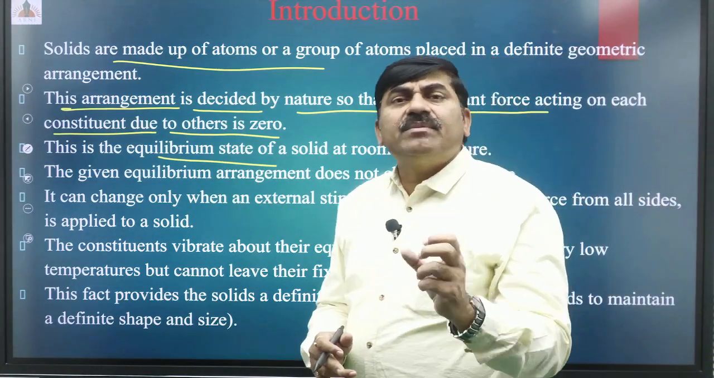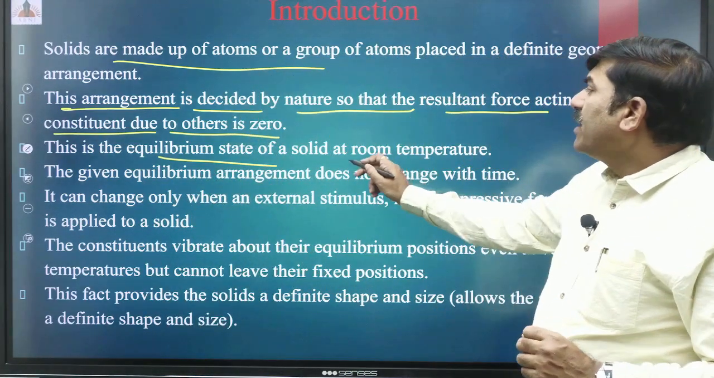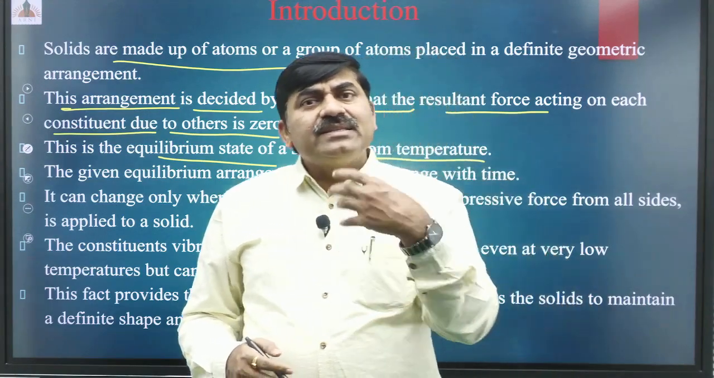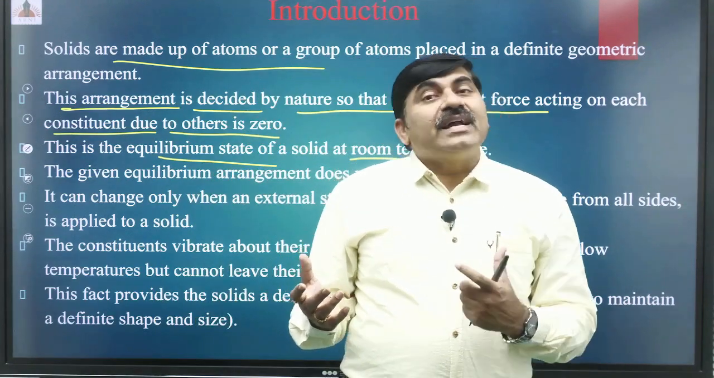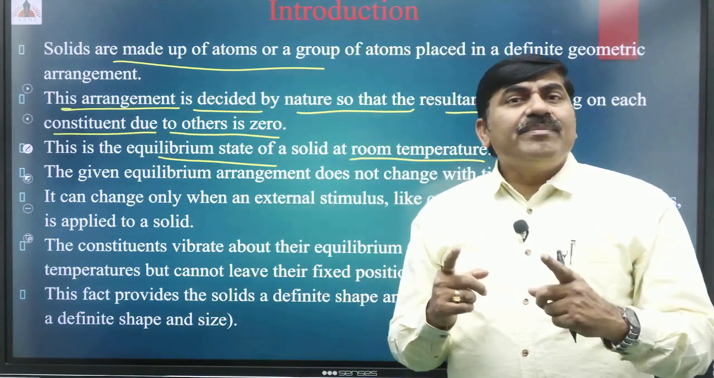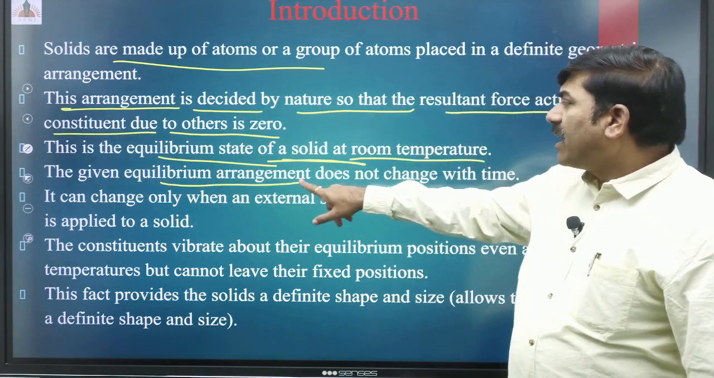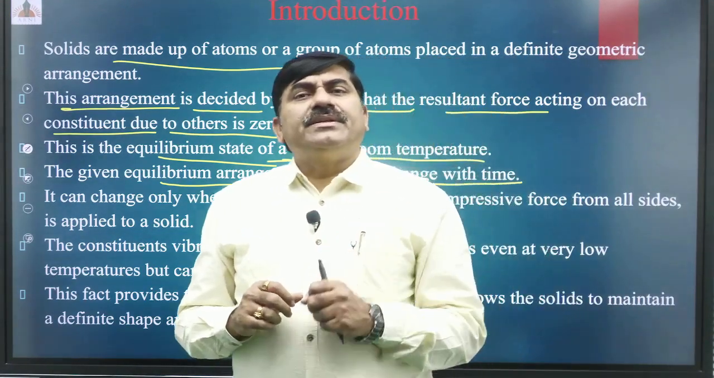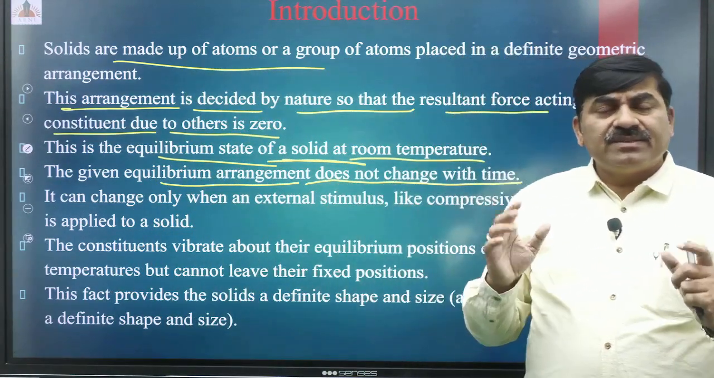So the solid is in equilibrium state, and that is why the solid takes a definite shape at room temperature. Room temperature is very important, because if heat is given to the solid substance, then the distance between particles becomes more, and that is why the solid changes to another form, that is liquid form. So at room temperature, the solid substance is at equilibrium state, and the given equilibrium arrangement does not change with time, and that is why it is solid. As time goes on, the solid is not going to change its shape and size.